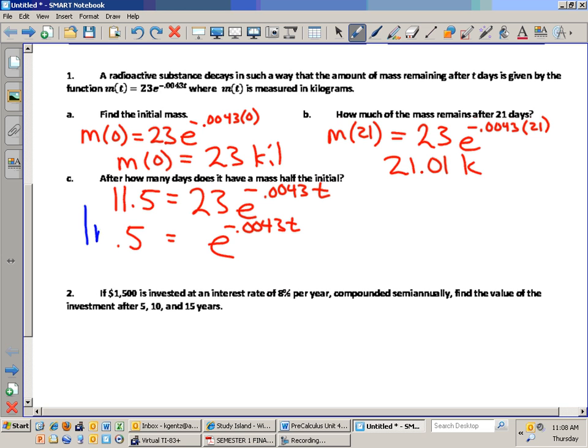Natural log of both sides. What happens to natural log of e? Goes away, leaves me with the exponent. I end up with the natural log of 0.5, which is negative 0.6931, equals negative 0.0043t. Because when you take a log base e of e, it goes away. Now I divide both sides by negative 0.0043, and I get 161.2.